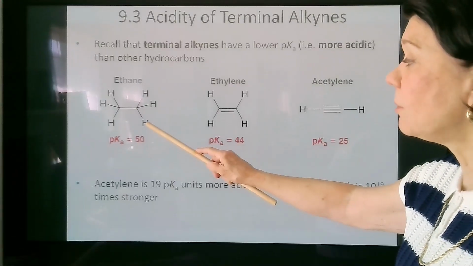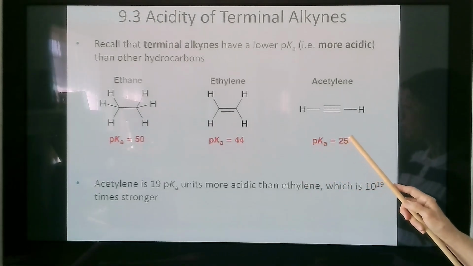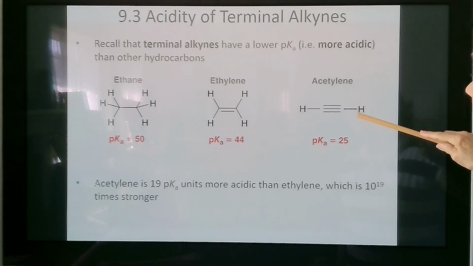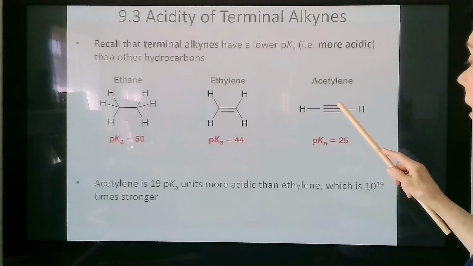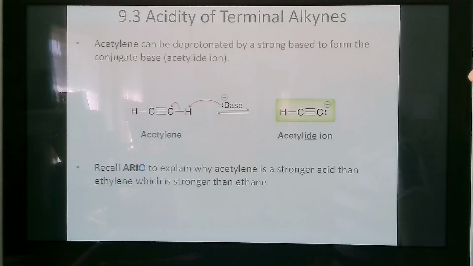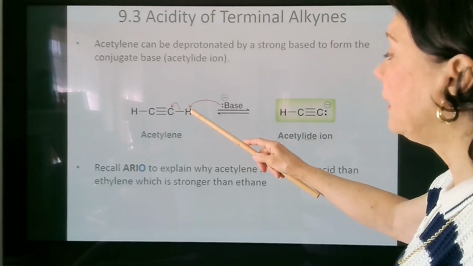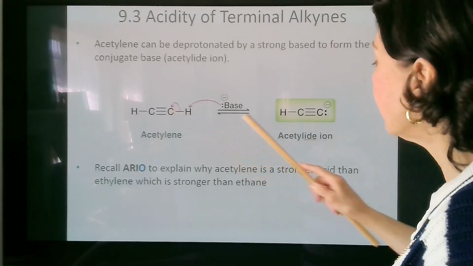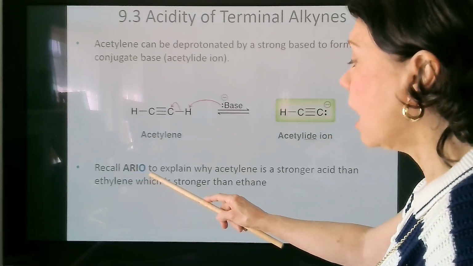So notice ethane has a pKa of 50, ethylene is 44, and acetylene is 25. That's quite a bit more acidic. And so you have to get used to expecting that the proton attached to a triple bond is rather acidic. It can be deprotonated by a strong base. And so here you have the base coming in, picking up the proton, a pair of electrons moving back and residing on carbon. And remember the REO.